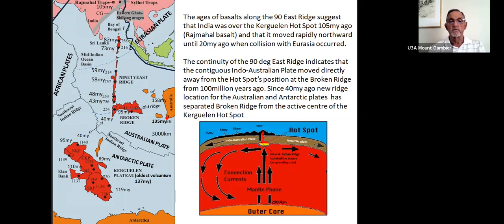So reading again, the continuity of the 90-degree ridge indicates that the contiguous Indo-Australian plate moved directly away from the hotspot's position at the broken ridge from 100 million years ago. Since 40 million years ago, a new ridge location for the Australian and Antarctic plates has separated the broken ridge from the active centre of the Kerguelen hotspot.